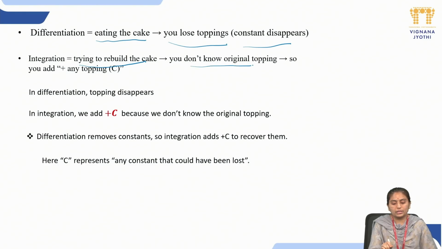So you do not know the original toppings, but the function should be rebuilt. So you add plus c, a constant; it doesn't much affect it. In differentiation, toppings disappear, which means in integration we add plus c because we don't know the original topping. And the topping should not affect the original shape or the original quantity of the amount of the substance. So differentiation removes the constant, so integration adds the constant plus c to recover it. And here the constant c represents any constant that could have been lost.